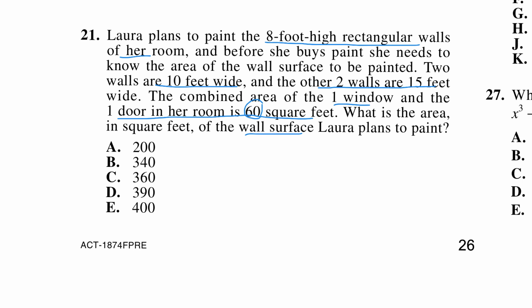So we've got 8-foot height, so we're going to have 8, and those are times 10, and there's 2 of those. And there's 2 other walls that are 8 foot high by 15. So 8 by 15, and again there's 2 of those, and we said we're going to subtract 60 square feet, because that's the area of the window and the door. So we're going to subtract 60 square feet, and this will give us the area in square feet that she plans to paint. So 8 times 10 is 80, and 80 times 2 is 160.